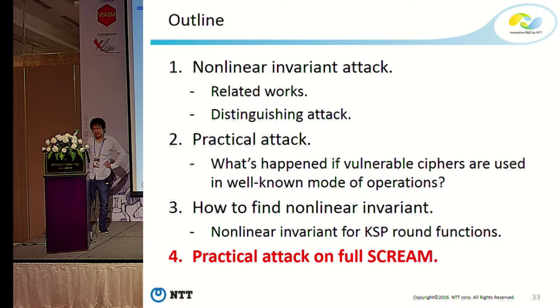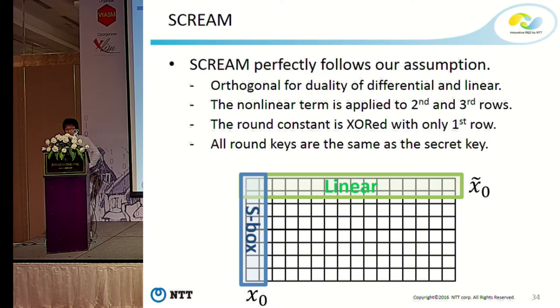Finally, I want to explain the practical attack on full SCREAM. SCREAM perfectly follows our assumption. First, an orthogonal matrix was used because of the duality of differential and linear cryptanalysis. And then the nonlinear term is applied to only the second and third rows. But the round constant is only XORed with the first row. So the round constant is not important for the nonlinear invariant attack.